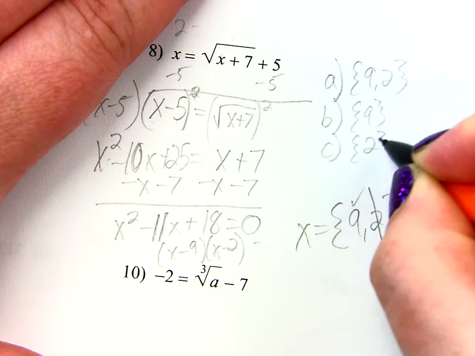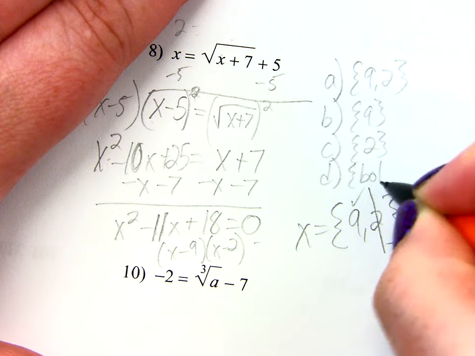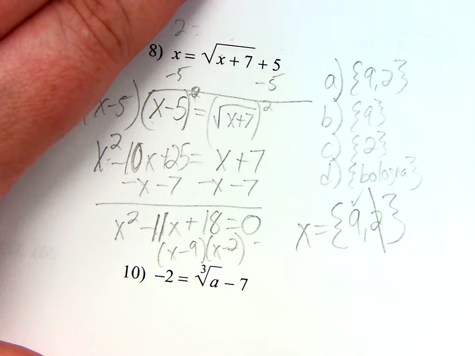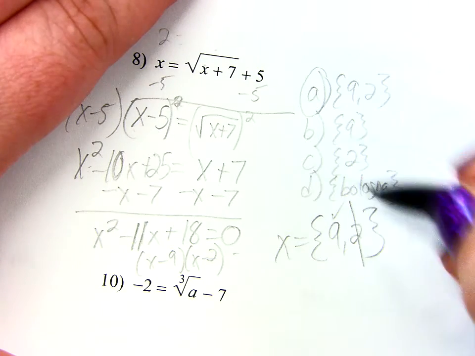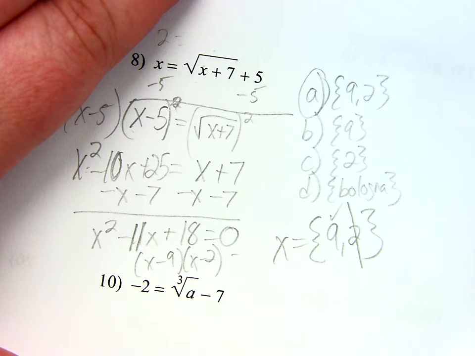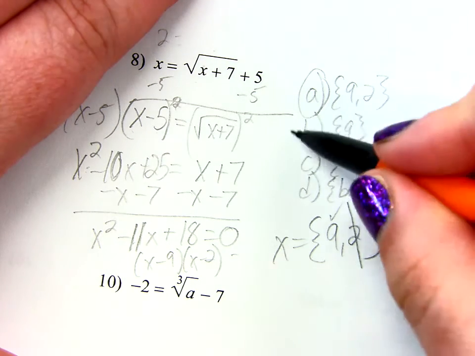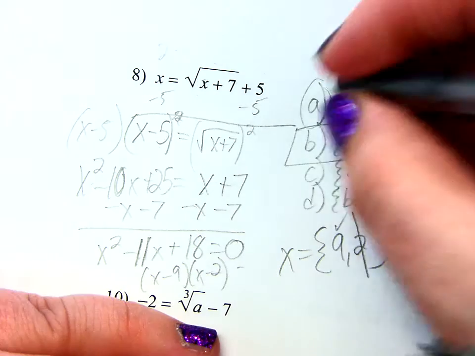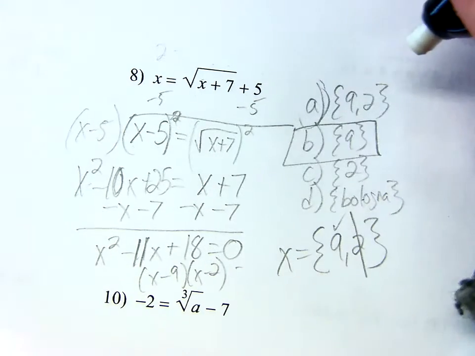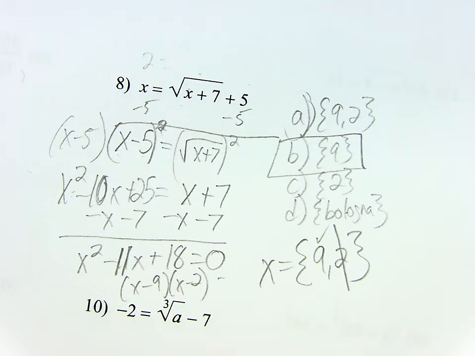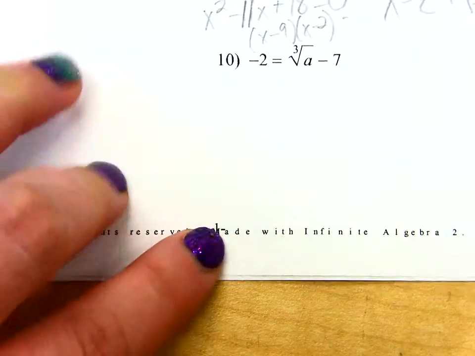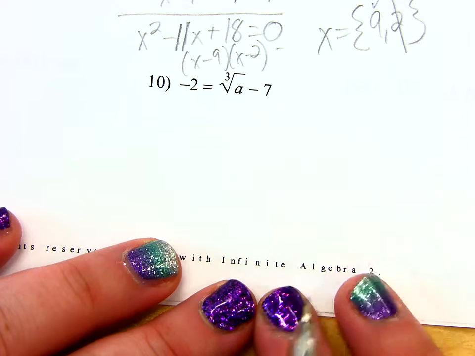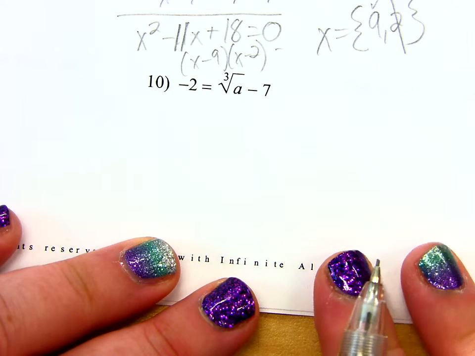Here are the choices: A says 9 and 2, B says just 9, C says just 2, and D is only something else. Got 9, something 30. That doesn't work, because you did not get the answer B. But for all that math, you get it wrong. And it's beautiful. Watch. Okay, let's try and go through it.